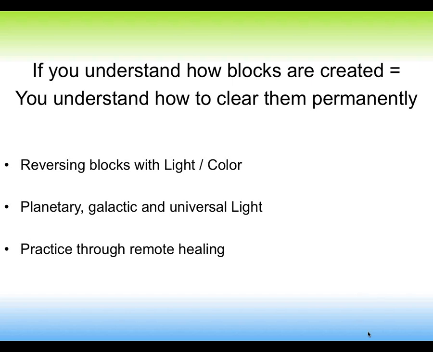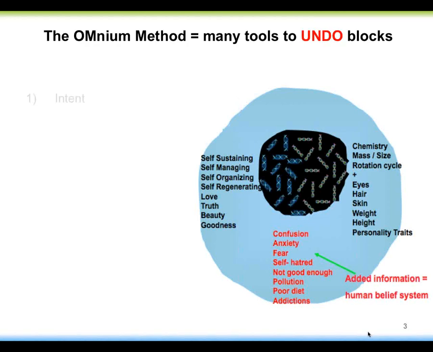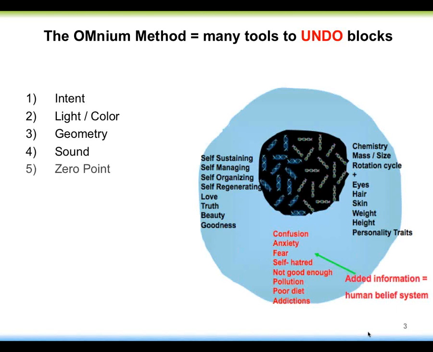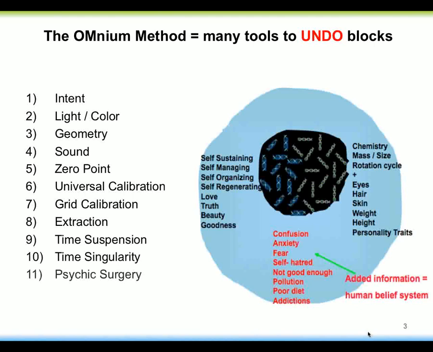So we talked about the Omnium method being a method to undo, to take out. We started with the first method, which is intent. Today we're going to talk about light and color. And of course there is a lot more past that, because for me it's like this. As I began to work with many people, I realized that when I really focused on the block, at this particular time, this particular client, it was more efficient, more effective and more accurate to release the confusion or the anxiety or whatever belief system or whatever block it was through light rather than intent, for example.